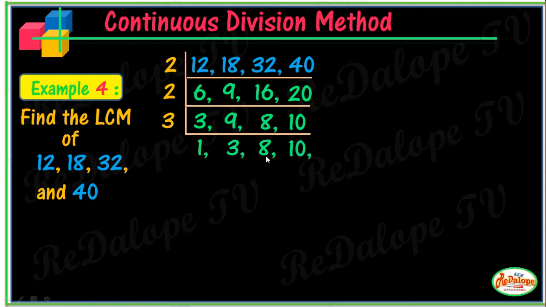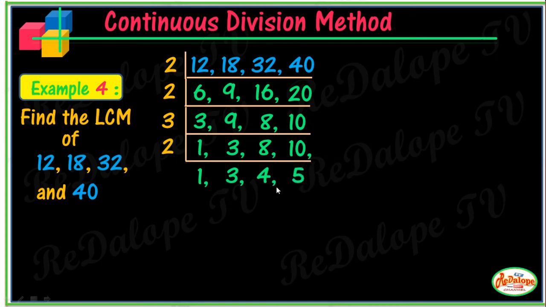Now, 8 and 10 can be divided by 2. Since all numbers are not co-prime, we will divide 8 and 10 by 2. So 1 divided by 2 cannot be, bring it down here. Same thing with 3 by 2, so we will bring it down here. 8 divided by 2, so that is simply 4. 10 divided by 2, so that is 5.